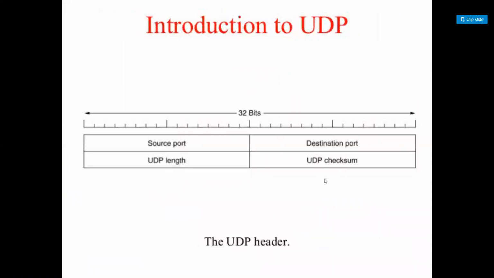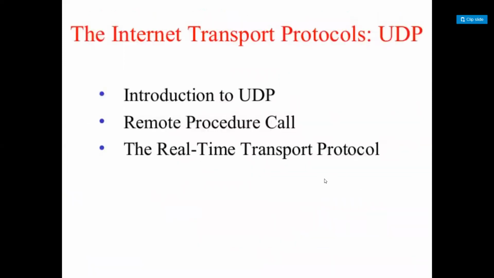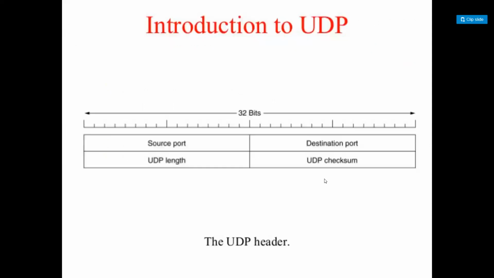For this, you need only the transport layer protocols. The internet transport protocols: we are having two protocols in the transport layer. One is UDP, user datagram protocol. The second one is TCP, transmission control protocol. First, we are going to discuss UDP. In this, first the introduction to UDP, RPC, remote procedure call, and the real-time transport protocol, RTP.